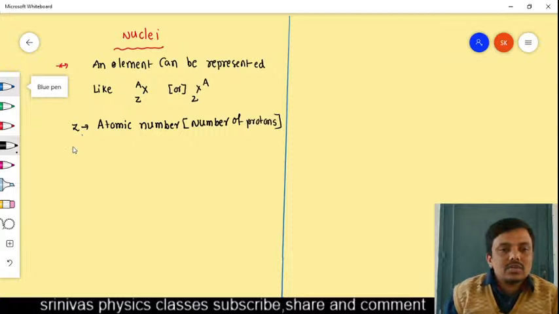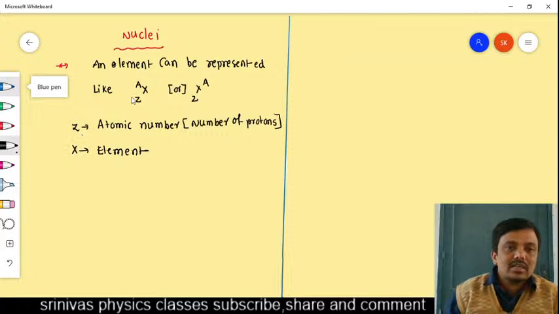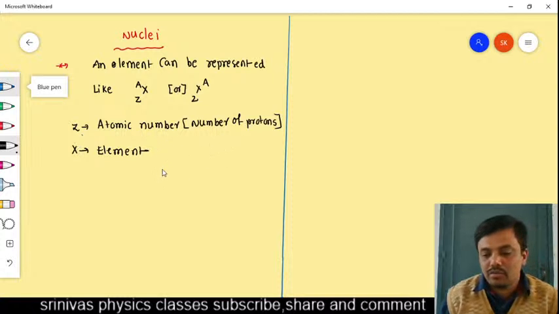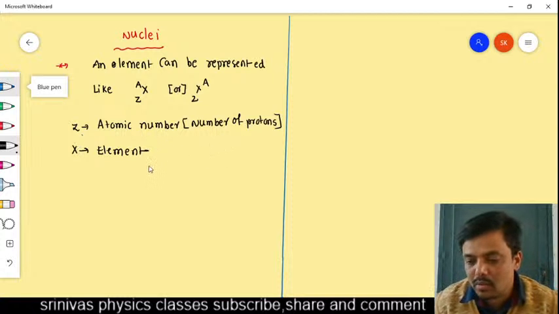X is what actually? First of all, we have to discuss X. X is some element, either hydrogen, helium, lithium, like that. That element can be indicated with X, and Z is the atomic number. Atomic number indicates the number of protons. Students, are my voice and writing clear now?